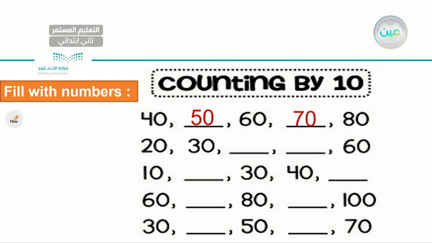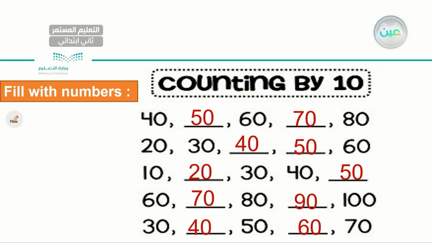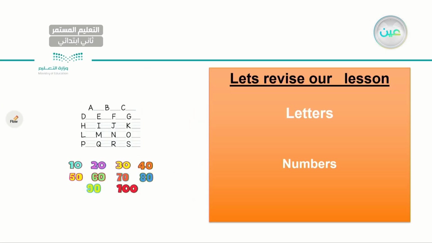Let's go to the next line. 20, 30, keep adding 10, 40, 50, 60. Very good. Next one. 10, 20, 30, 40, 50. Very good. 60, add 10, 70, 80, add 10, 90, 100. Last one, 30, 40, 50, 60, and 70. Very good, my dear student.